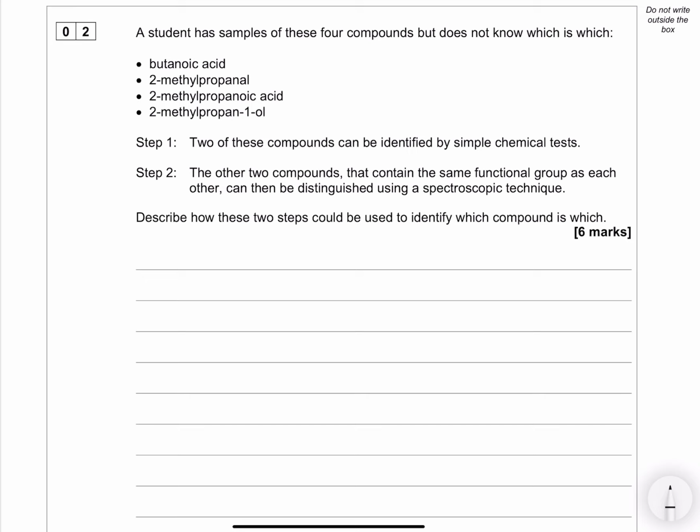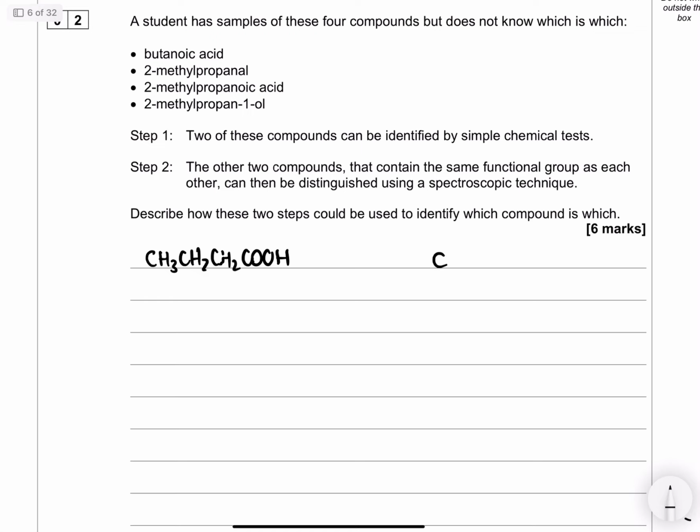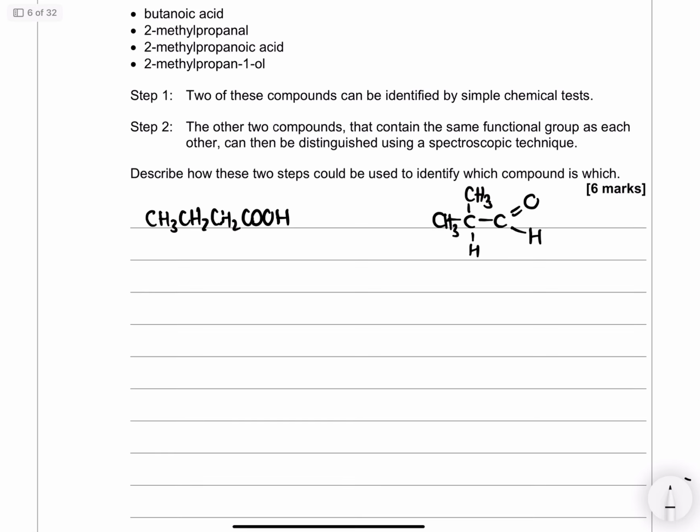So I think the first thing to do is to draw them out and make sure you know what they look like. So we've got butanoic acid. It's a carboxylic acid. And then we've got 2-methylpropanal, so an aldehyde of 3 carbons along with a methyl group on number 2. That makes that a methyl group, that a hydrogen. 2-methylpropanoic acid, so another 3 carbon chain, but this time carboxylic acid with that methyl group.